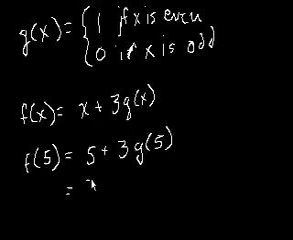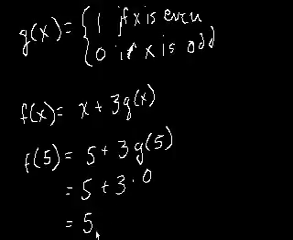So f of 5 is equal to 5 plus 3 times g of 5. Well, what does that equal? The 5 stays the same, plus 3 times, well, what's g of 5? If 5 is even, we do 1. If 5 is odd, we do 0. Well, 5 is odd, so it's a 0. So g of 5 is equal to 0. So this is 3 times 0. So this equals just 5, right?